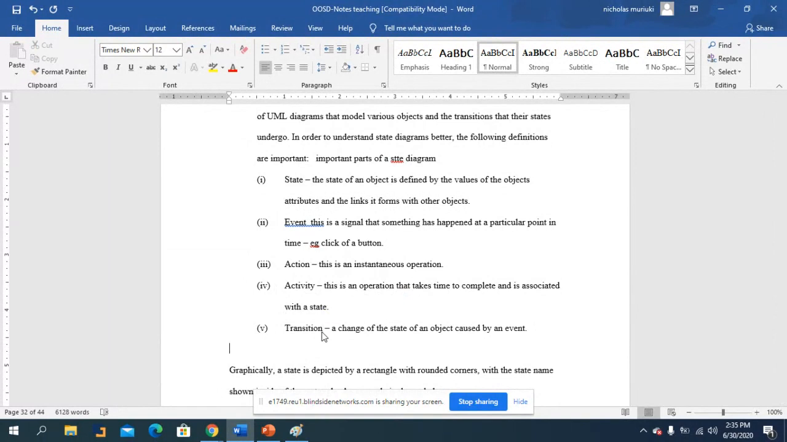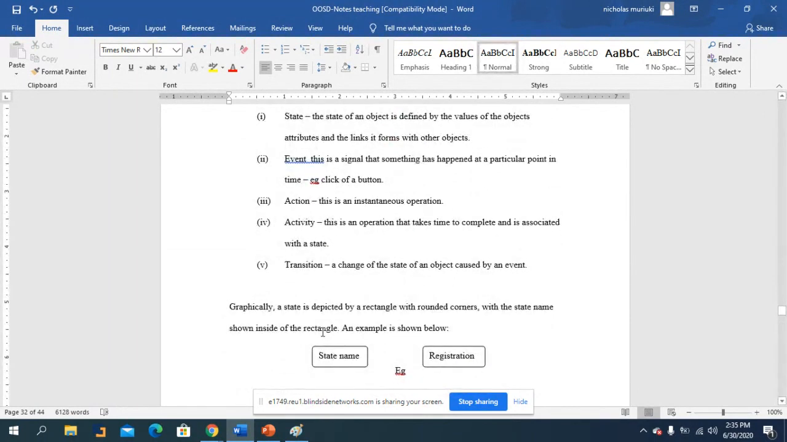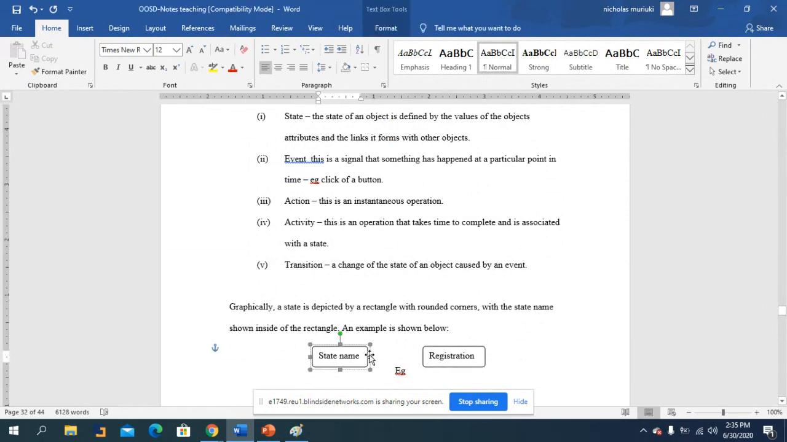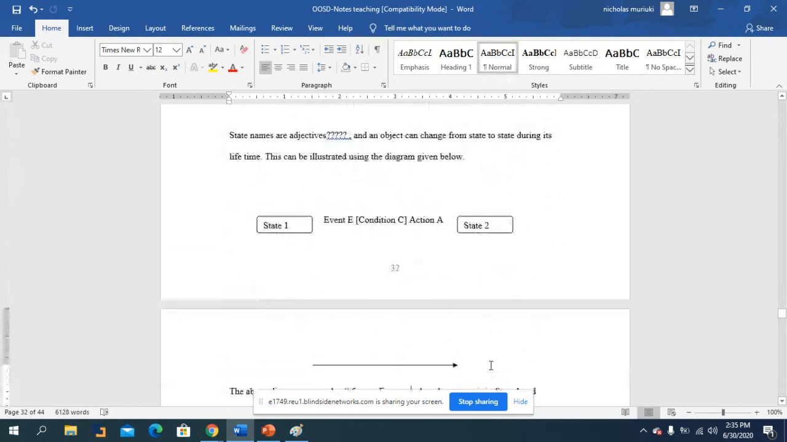But if you look at a flowchart, we are not looking at the whole operation. So graphically, what we should be able to have within here, we need to have a state. And this is the symbol of a state. And then one state that we have here, we have said registration. And after that, state names are adjectives. So the keyword here, we use adjective.